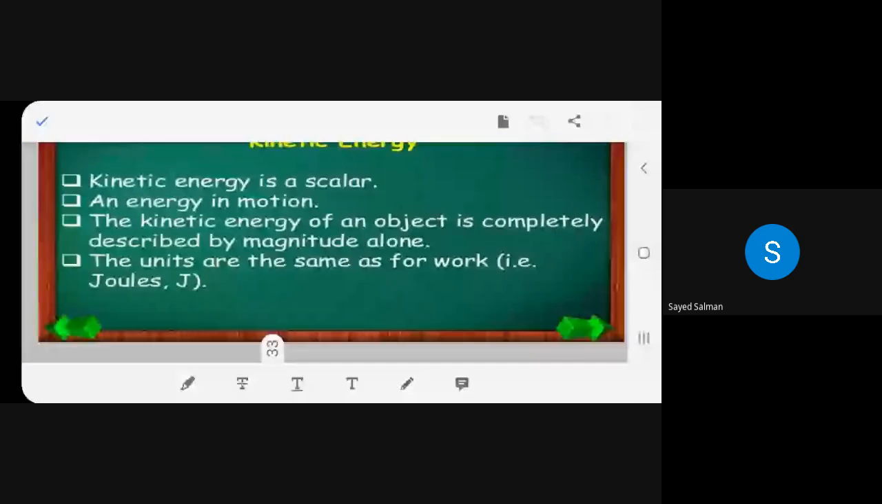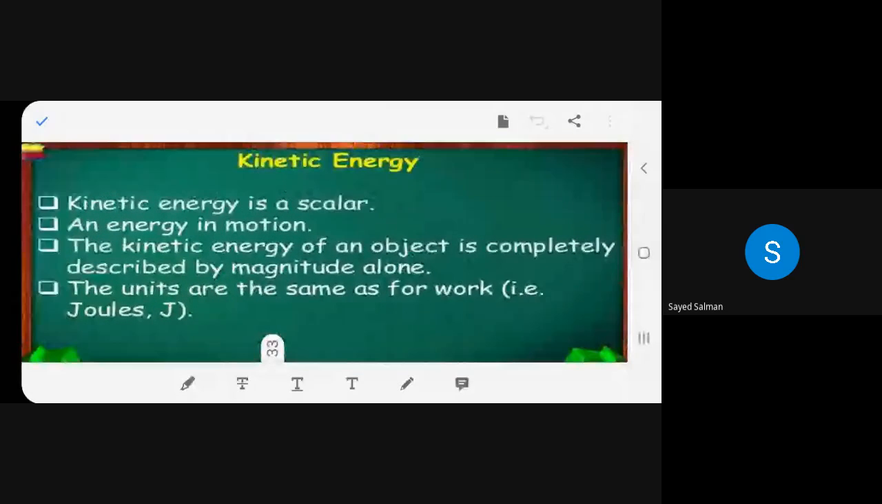Yes. It's all revision. We are not doing anything new. This is all revision of kinetic energy. Yes, carry forward. Kinetic energy.